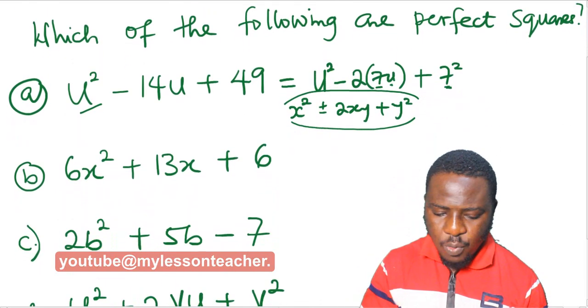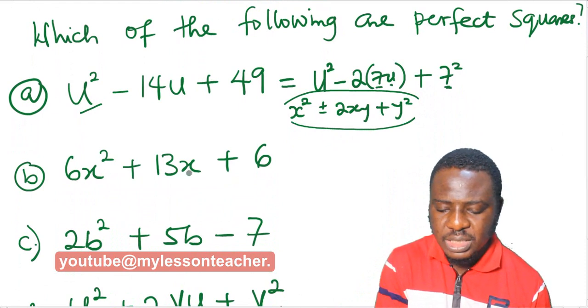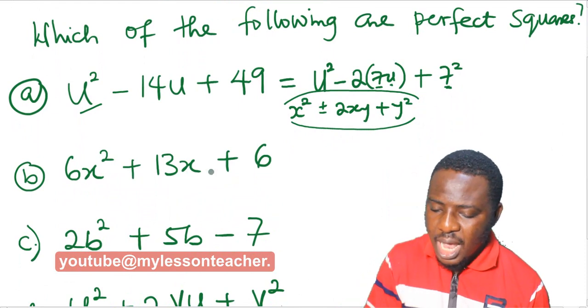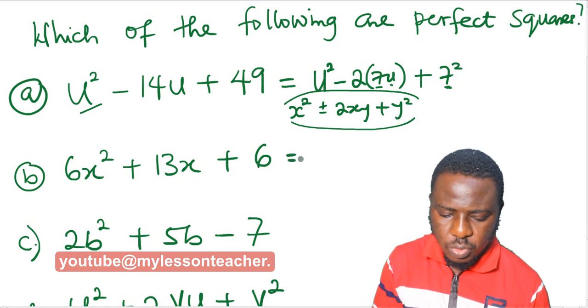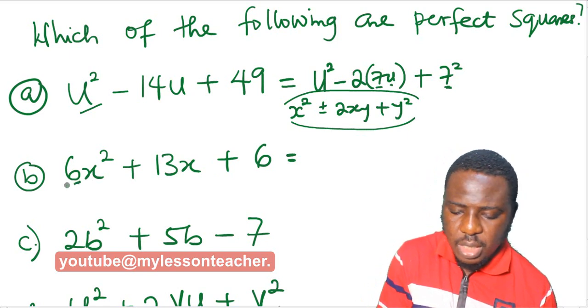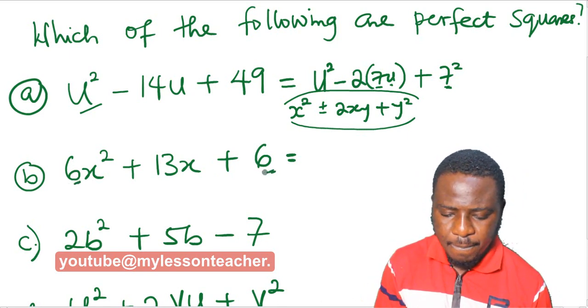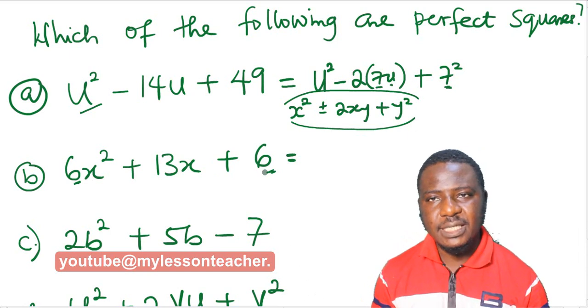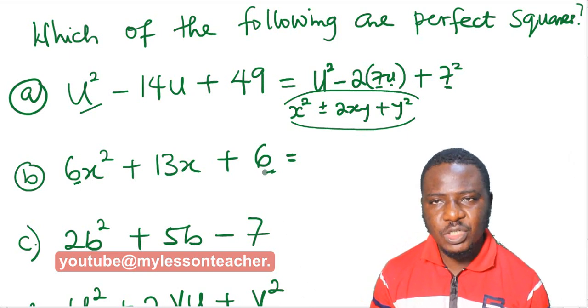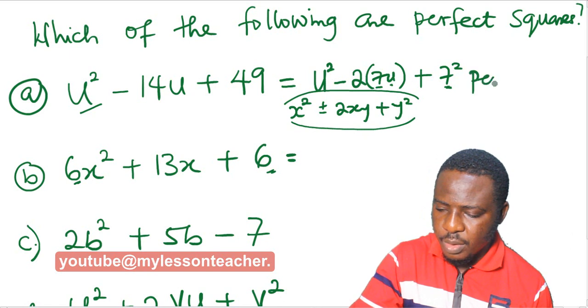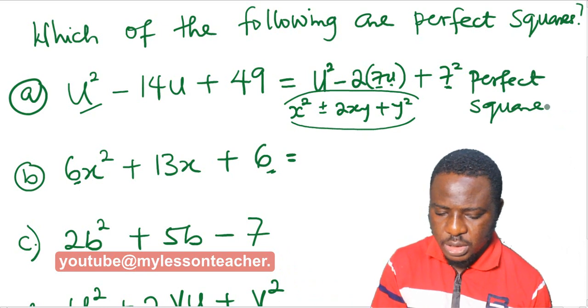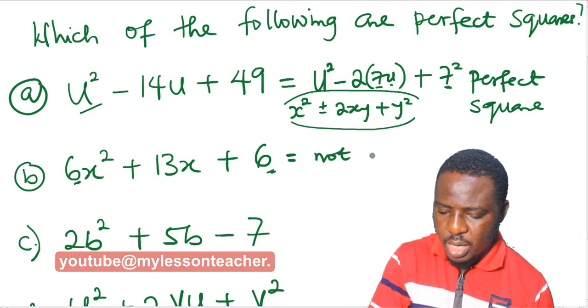For 2, can we express 6x squared plus 13x plus 6 as this? Let's see. 6 is not a perfect square, as well as this. So long as one of them violates the rules, such an expression is not a perfect square. So this one is a perfect square; you can write it perfect square, whichever way you want to denote it. This is not a perfect square.